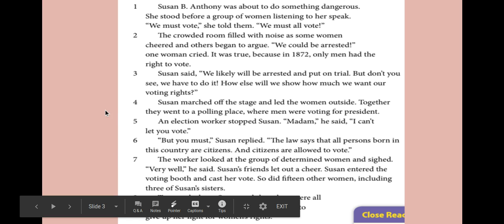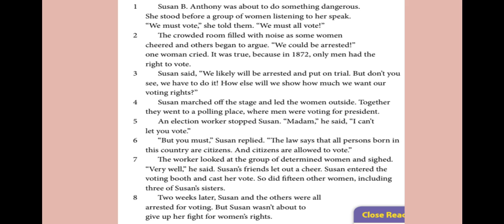Susan B. Anthony was about to do something dangerous. She stood before a group of women listening to her speak. "We must vote," she told them. "We must all vote." The crowded room filled with noise as some women cheered and others began to argue. "We could be arrested," one woman cried. It was true, because in 1872, only men had the right to vote.